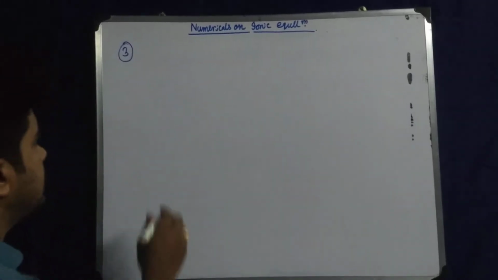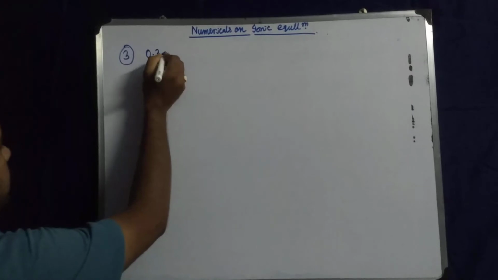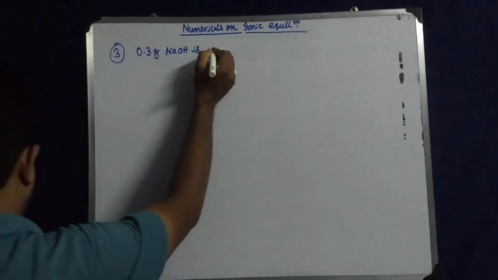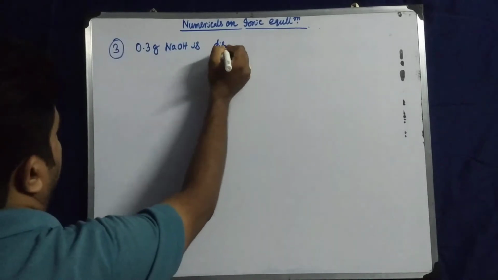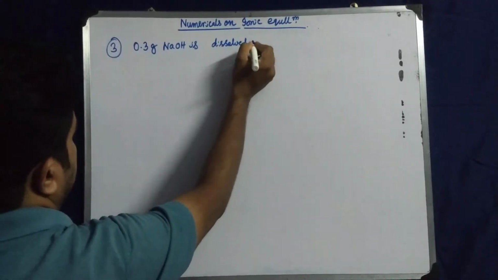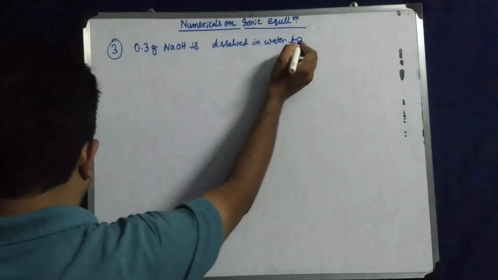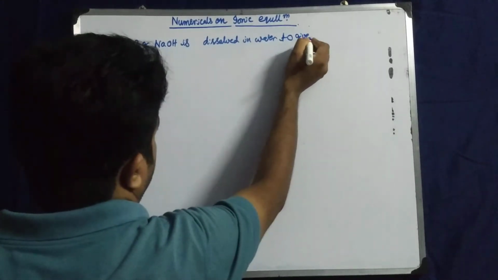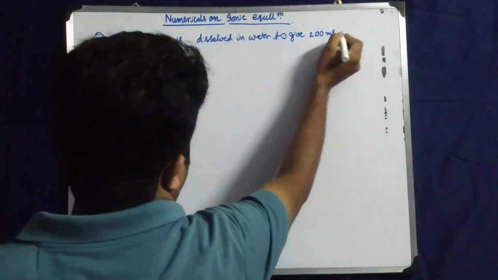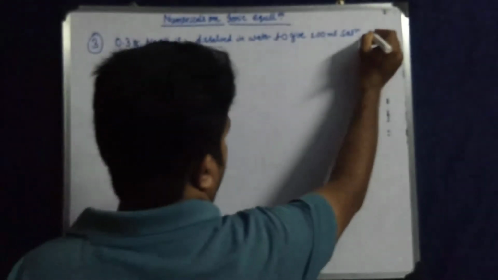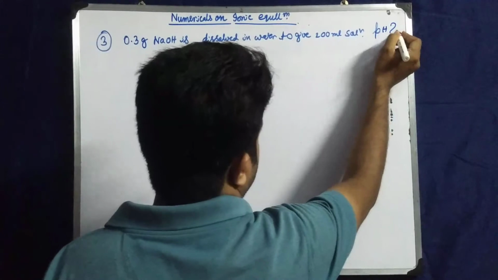First example: suppose 0.3 gram NaOH is dissolved in water to give 200 milliliter solution. Okay, so what are they asking? They are asking the pH of the solution. What will be the pH? Okay, very good. So look at that.